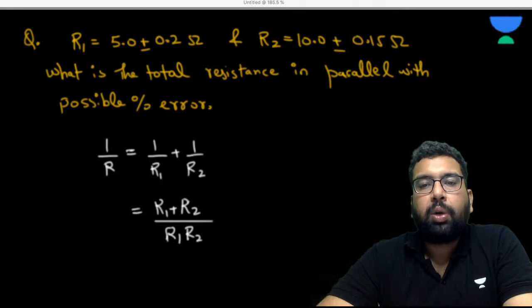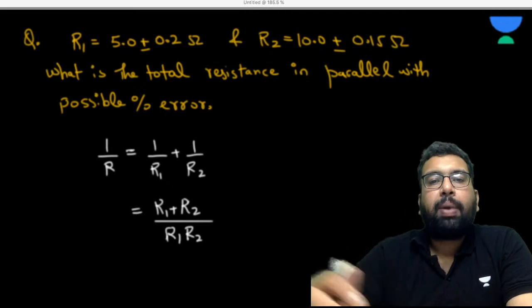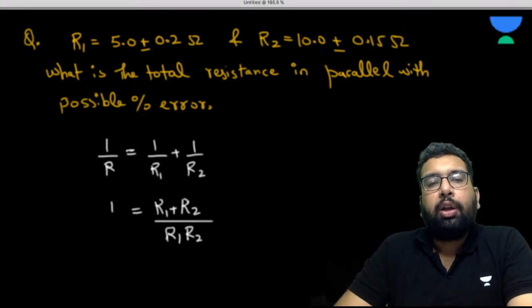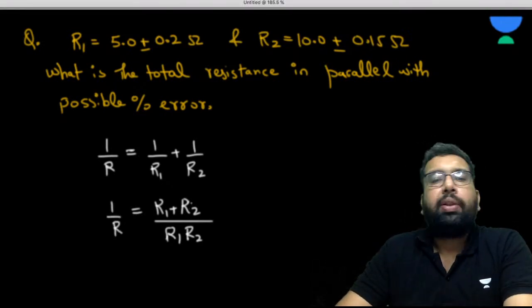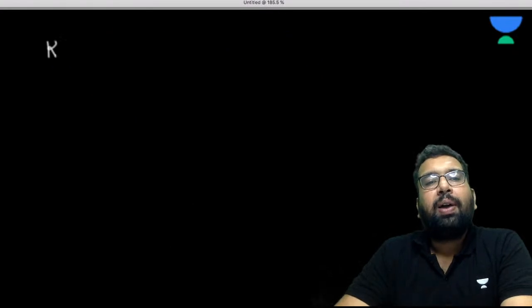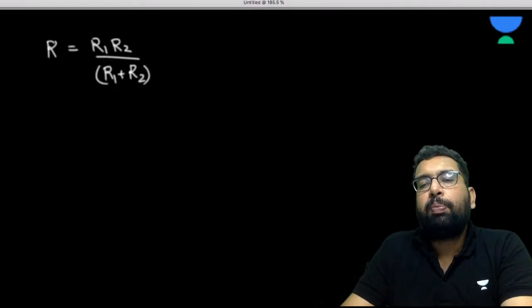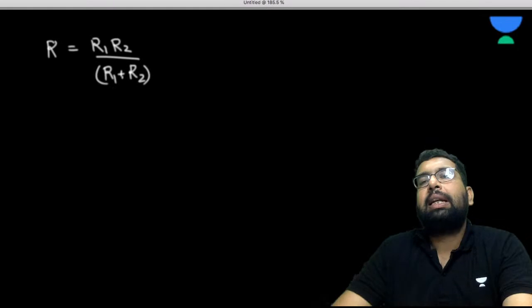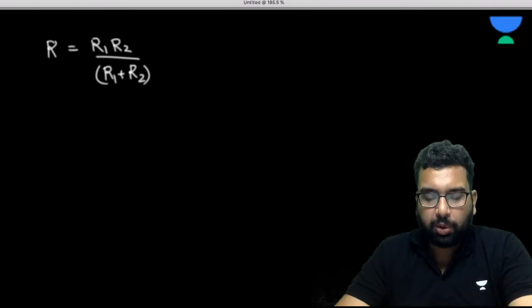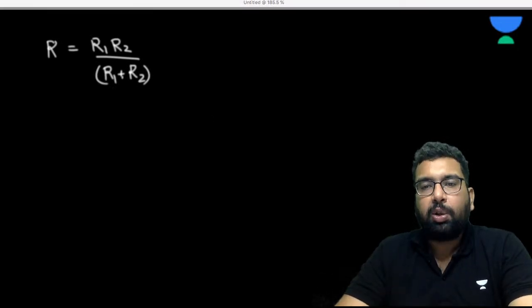So this is going to become 1 by R. Okay, 1 by R. So can I write from here that R is equal to R1 R2 upon R1 plus R2, right? Now please observe this. This is a very, very important thing. Now please understand this. So this goes like this.